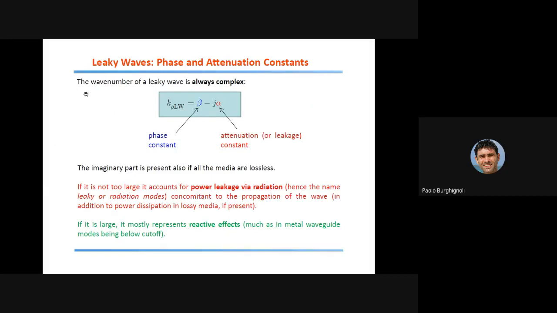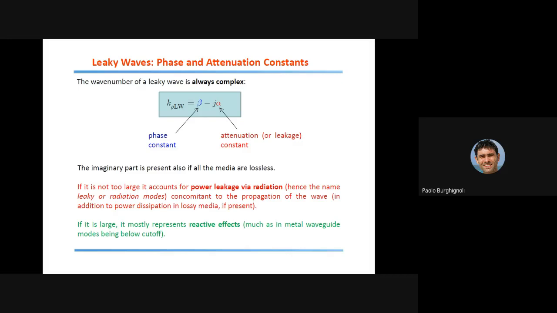Let us say explicitly then that the wave number of a leaky wave is always complex, with a phase constant beta and an attenuation constant or leakage constant alpha, which is present also if all the media are lossless. So this imaginary part is not only associated with material losses, because these could also be absent. However, there is in any case an imaginary part in the wave number of a leaky wave, because this is associated with power leakage via radiation.